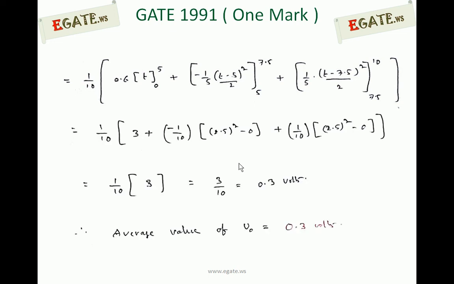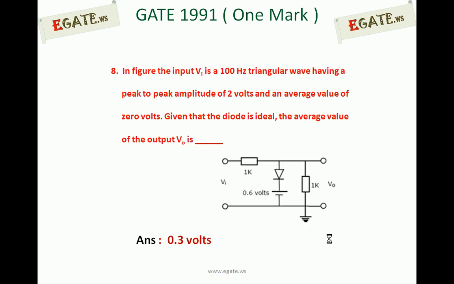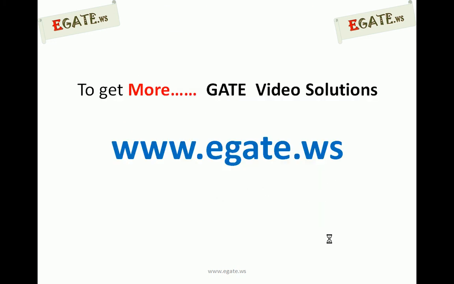If you solve this, it looks like minus 1 by 10 into 2.5 whole square, from 7.5 minus 5. And here also, 10 minus 7.5 gives exactly 2.5 whole square. So this term and this term both get cancelled. What you are left with is 1 by 10 into 3, so 3 by 10, which is nothing but 0.3 volts. The average value of V0 is 0.3 volts. So the required answer is that the DC value of the output waveform is 0.3 volts. Thank you.